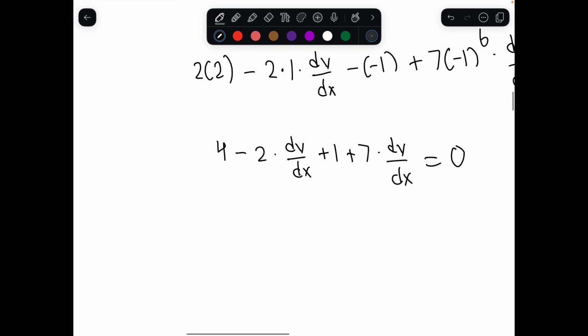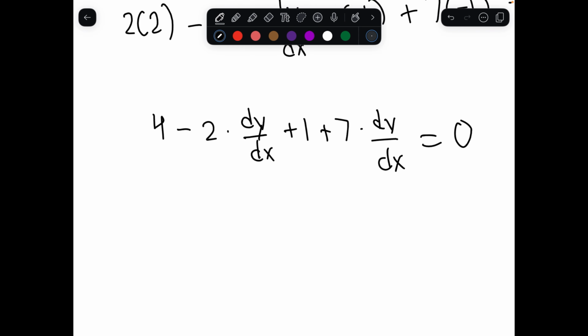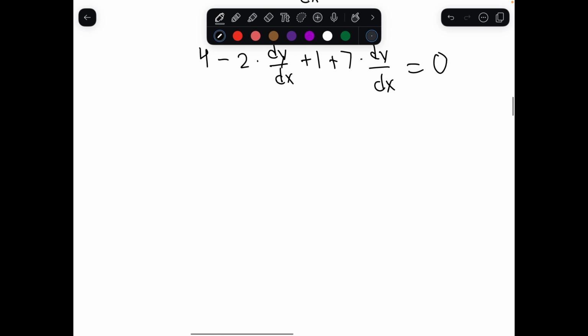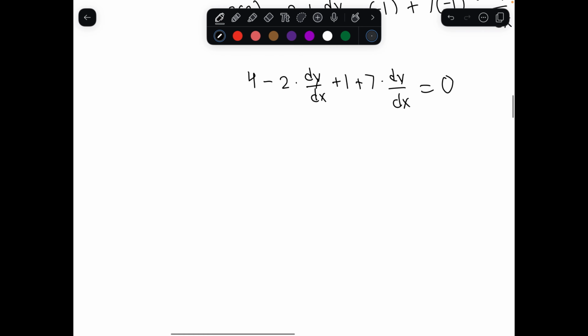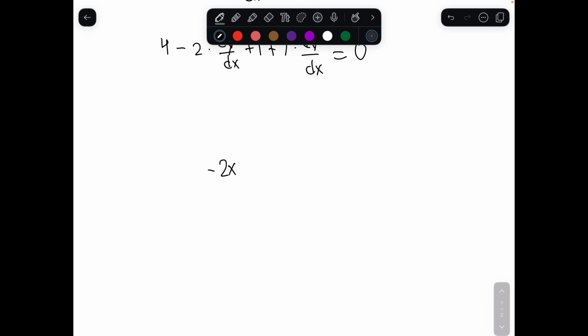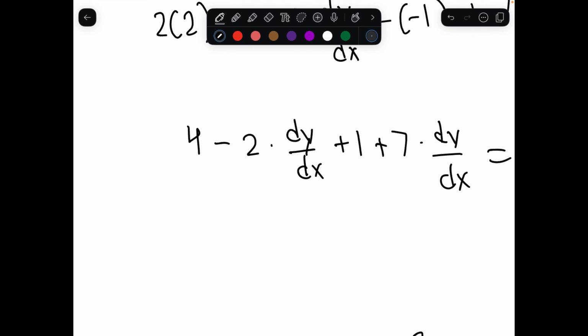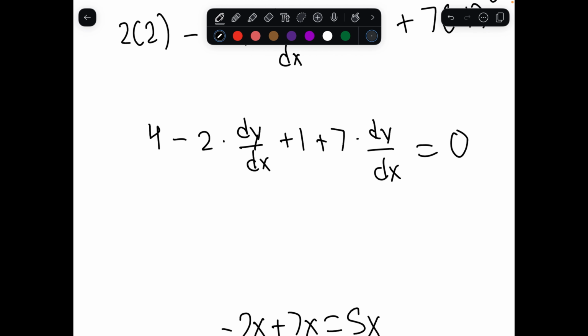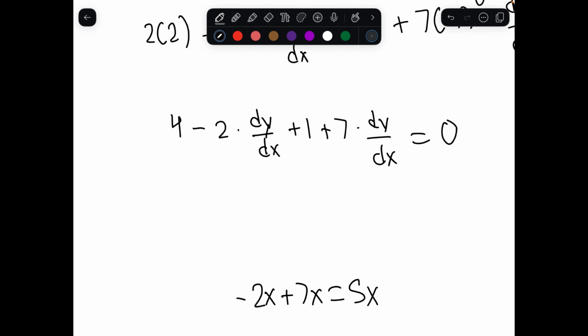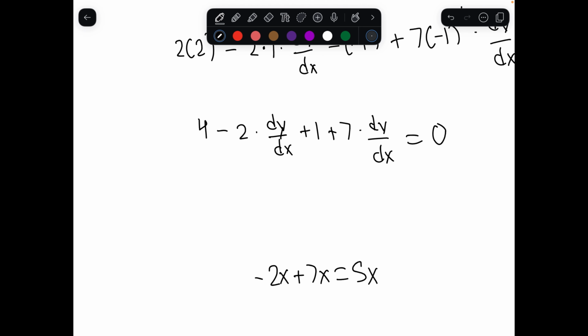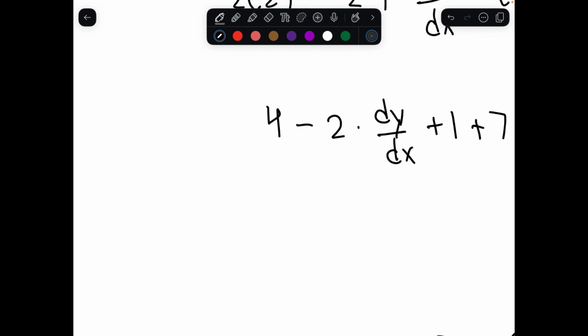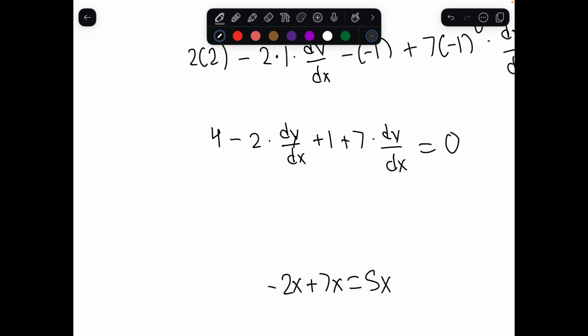Let me show you something first. Right now the dy over dx notation might feel funky, but it's just like combining like terms, like adding -2x plus 7x, which is just 5x. Same logic here: -2 times dy/dx plus 7 times dy/dx is 5 times dy/dx. Then you also add 4 plus 1. So it would be 5 plus 5 times dy/dx equals 0.